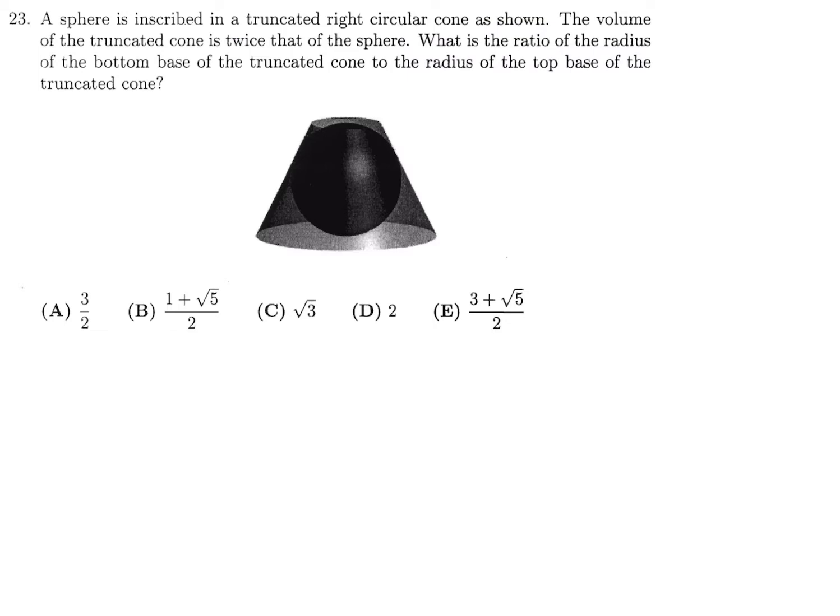A sphere is inscribed in a truncated right circular cone as shown. The volume of the truncated cone is twice that of the sphere. What is the ratio of the radius of the bottom base of the truncated cone to the radius of the top base of the truncated cone?